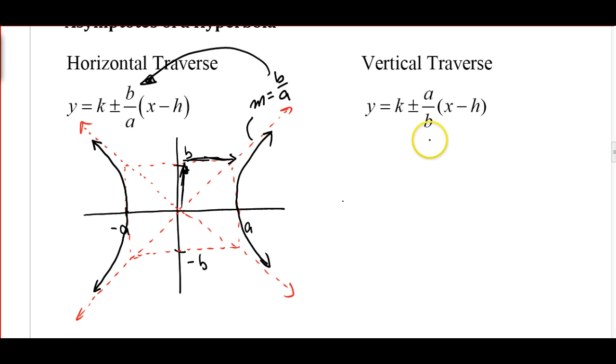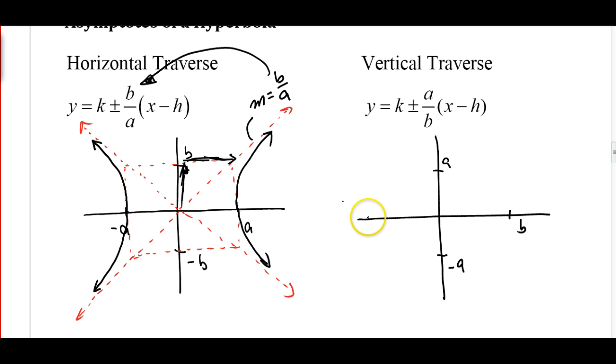Alright, so let's take a look at a vertical transverse axis. So now I'm going to have some value a over here, some value negative a, and then I'll have a b and negative b. Again, I can draw in my rectangle, and then I can draw in my asymptotes. So there's one asymptote, there's the other asymptote.